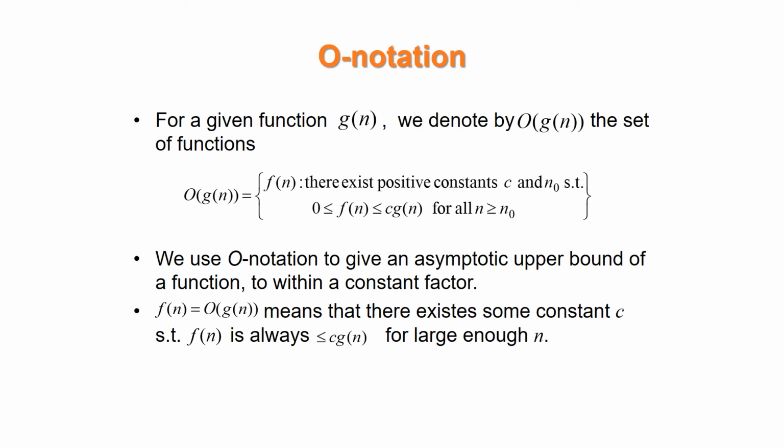We use O notation to give an asymptotic upper bound of a function to within a constant factor. f of n equals O of g of n means that there exists some constant c such that f of n is always less than or equal to c g of n for large enough n.